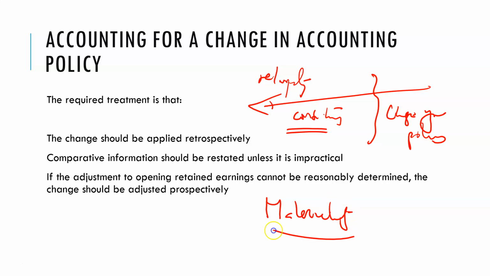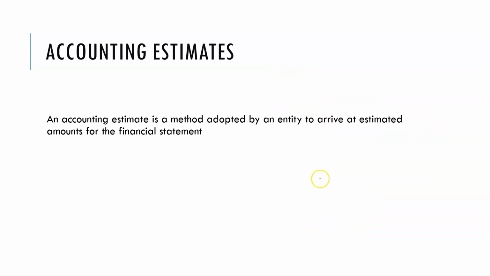Now, of course, it is really a matter of judgment and materiality. If it is impossible, and if it's not material, then okay. Then the changes should just be made prospectively. But really and truly, unless it is impractical to do so, you should go backwards and change things retrospectively.